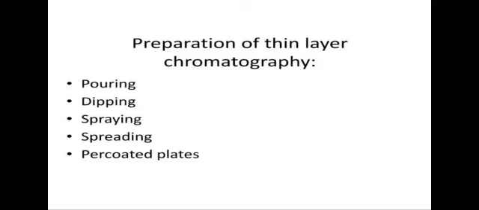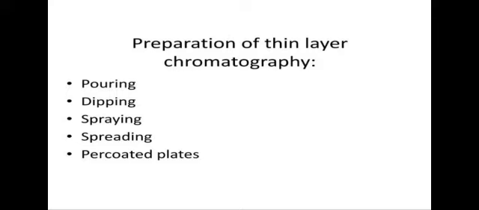First, pouring. Pouring means the slurry is prepared and poured onto the glass plate and spread uniformly on the glass plate. After setting, the plates are dried in an oven. That technique is pouring. Dipping means two plates are dipped into slurry, separated, removed from the slurry and dried. That technique is called dipping.